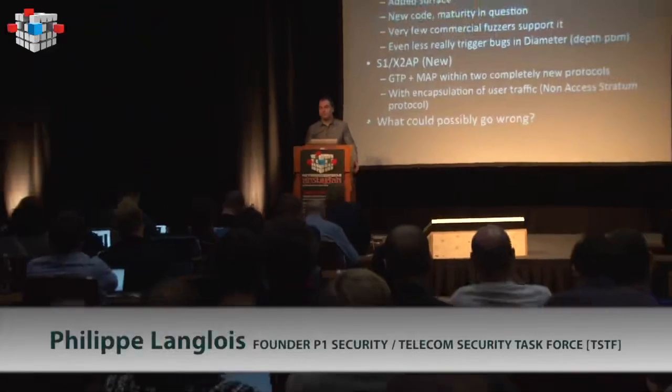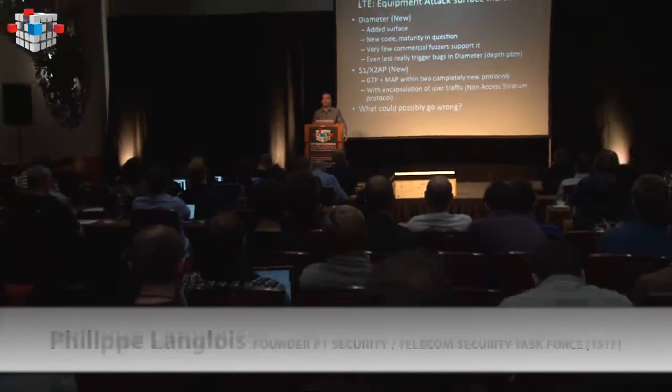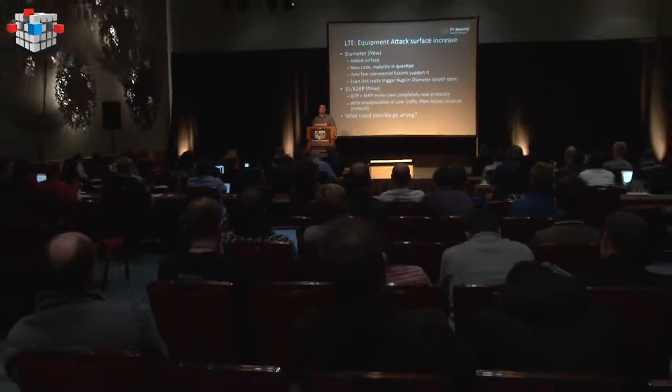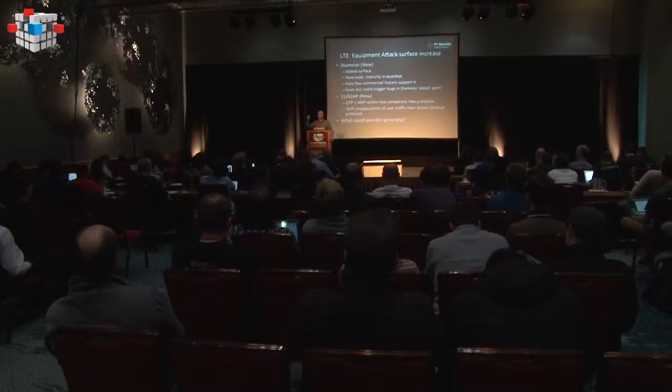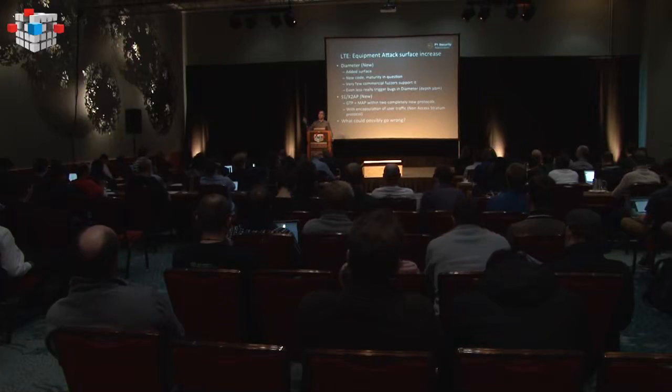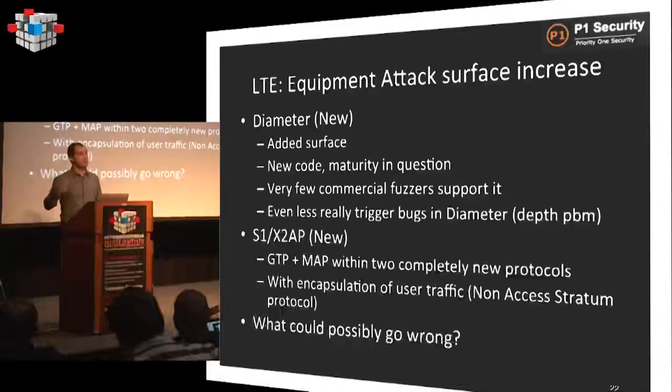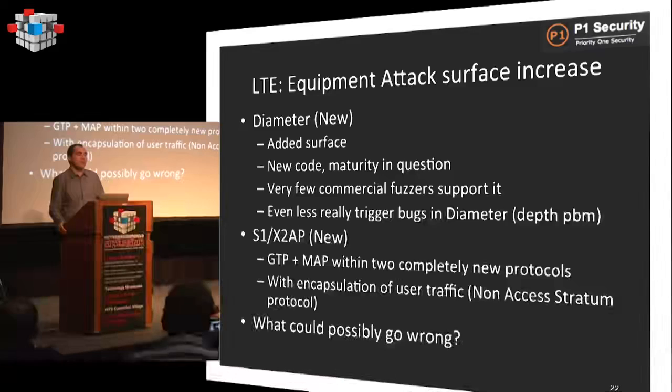So basically, Diameter is just RADIUS on steroids, extensible RADIUS. But there was some problem with RADIUS. There was this silly authentication, which was called the RADIUS secret. Why bother? It should be provided by the upper layer. Everything should be encapsulated into IPsec. So they removed this RADIUS secret, which is not present anymore in Diameter. How useful. And now we have these S1 and X2 APs, which are basically encapsulating protocols.